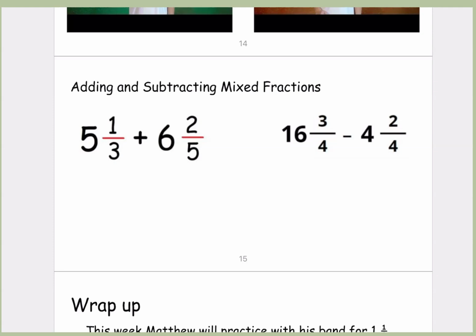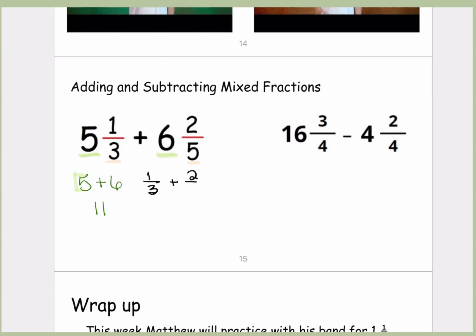So here, I'm going to be adding these 2 fractions here, 5 and 1/3 and 6 and 2/5. So what I like to do is I like to separate my whole numbers from my fractions. So my whole numbers first, let's put those here. 5 plus 6. That gives me a value of 11. And then I like to work with my fractions. 1/3 plus 2/5.